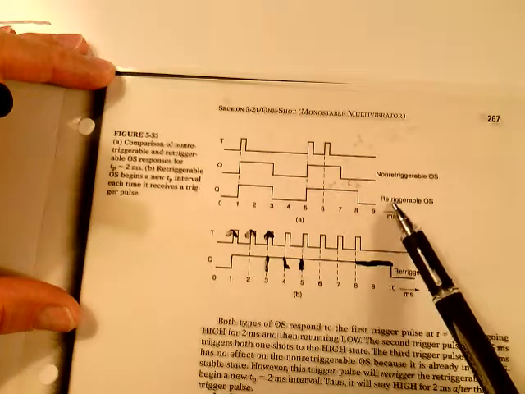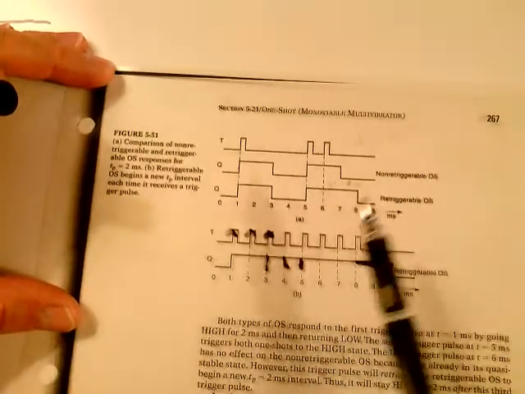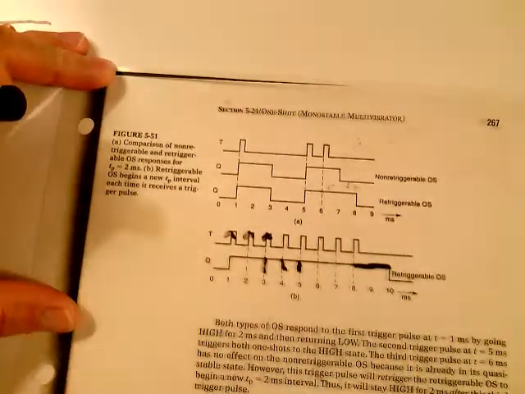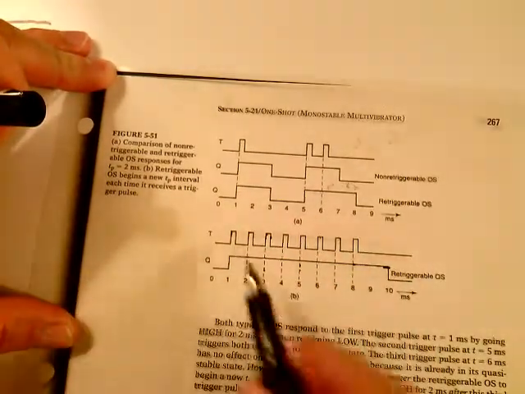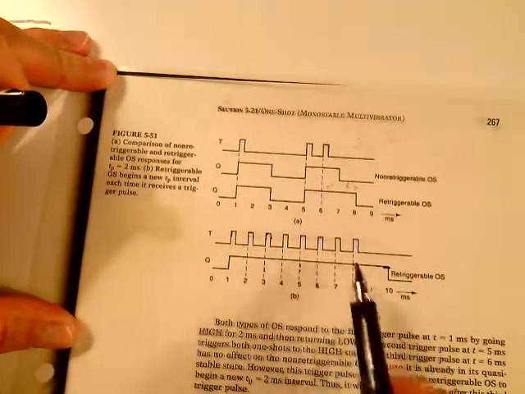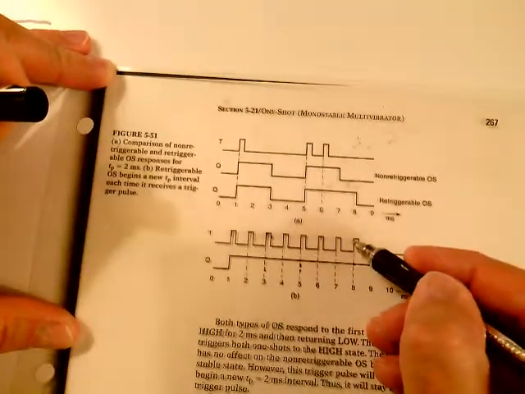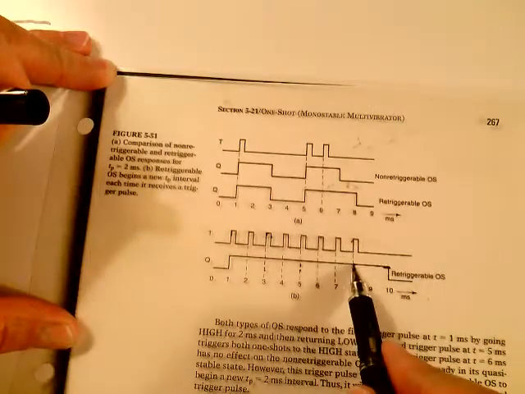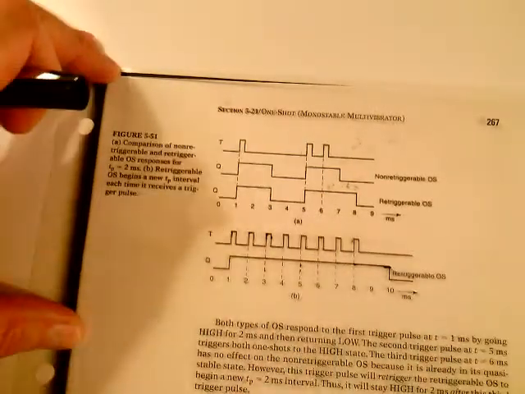Non-retriggerable output, retriggerable output. And they explain this down here. If you take a look down here, you can see that they explain the same thing as a retriggerable. It extends it 2 milliseconds. And you can see that right here. You get a positive edge, it extends this out 2 more milliseconds. It keeps extending the pulse width.